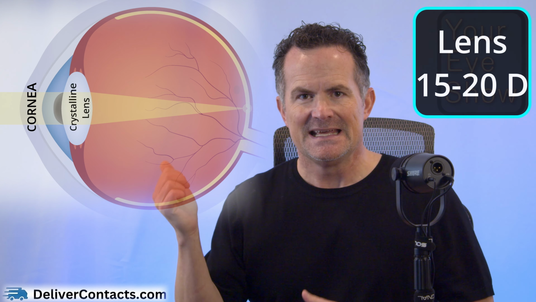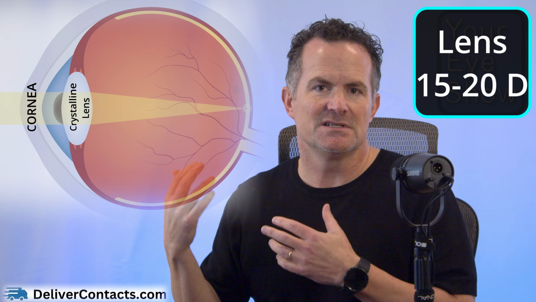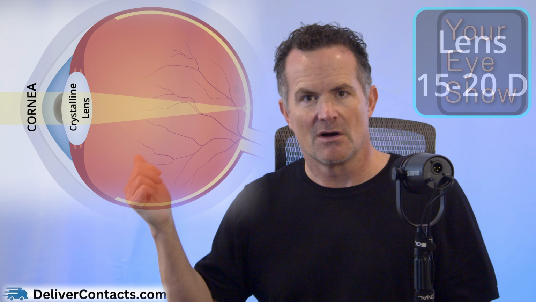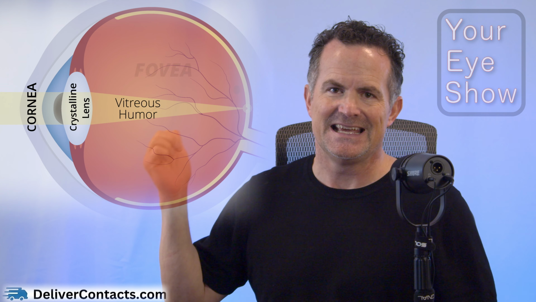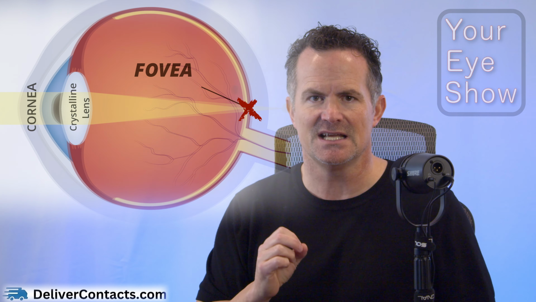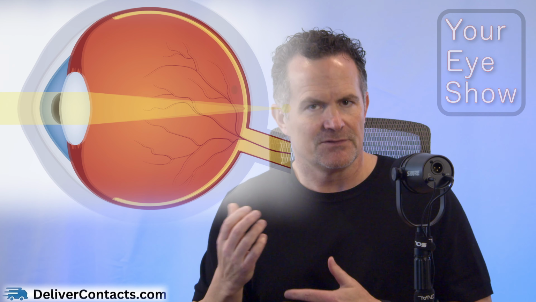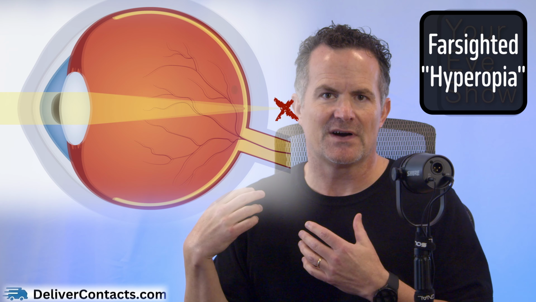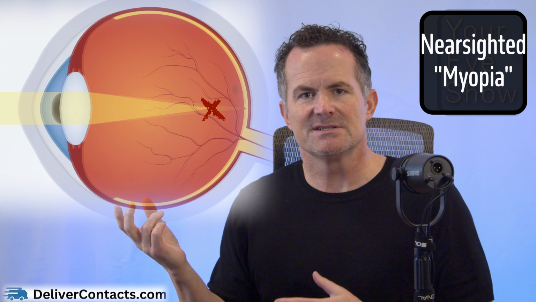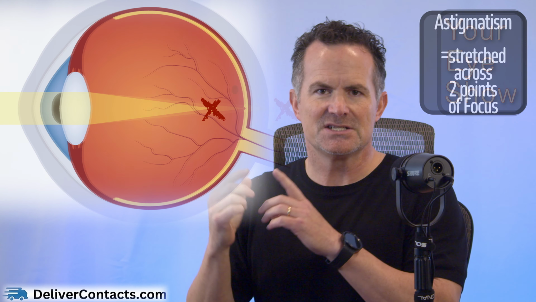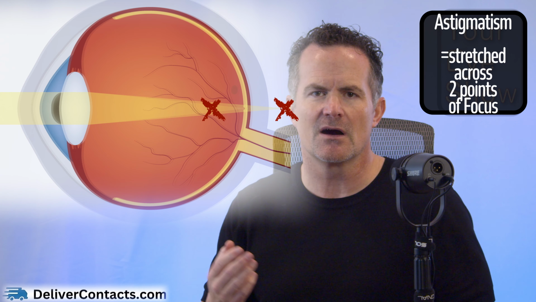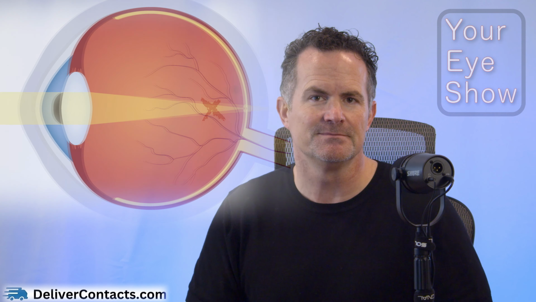Now the lens in a relaxed eye gives anywhere from about 15 to 20 diopters of convergence power, ultimately passing light through the vitreous and onto the fovea, where light's supposed to focus for our highest central acuity. If light focuses behind the fovea, we call that farsightedness or hyperopia. If light focuses in front of the fovea, we call that nearsightedness or myopia. And if light is stretched over 2 points of focus instead of one, doesn't matter where they are or how far apart they are, we call that astigmatism.